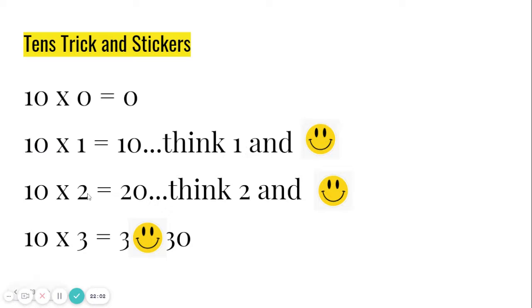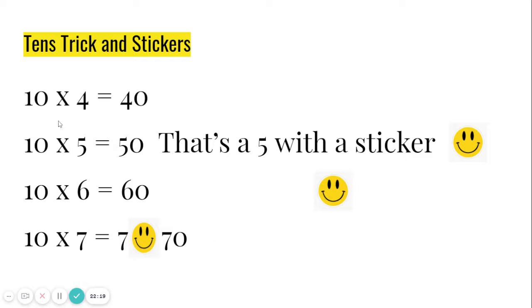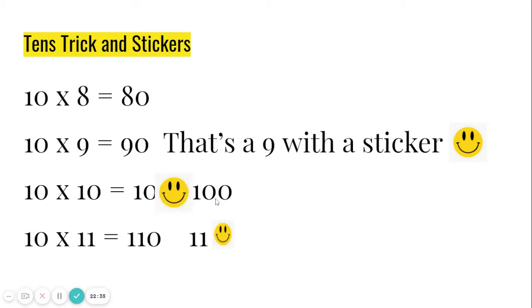Anything times 2, 10 times 2, we're going to write the 2 and put a sticker on the end. So it would be 20. 10 times 3 is write the 3 and put a sticker on the end. So 10 times 3 is 30. Okay? 10 times 4 is 40. 10 times 5 is 50. Did you write the 5 down and then put a sticker on the end? 10 times 6 is 60. 10 times 7 is 70. Do you see my 70 is a 7 and a sticker? Okay. 10 times 8 is 80. 10 times 9 is 90.